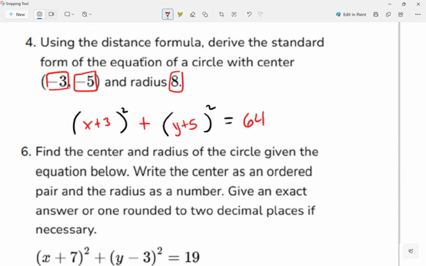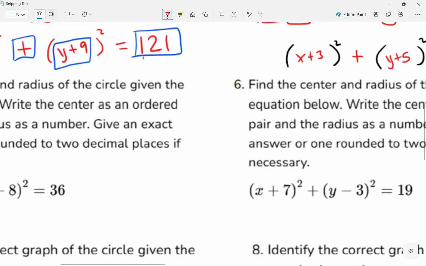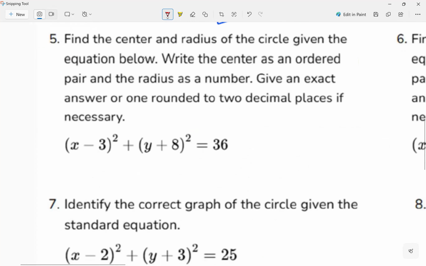Now that we know how to write the equation of a circle, let's practice reading the equation of a circle. Here, we have to find the center and the radius of the circle given the equation below. Write the center as an ordered pair and the radius as a number. Give an exact answer or round it to 2 decimal places if necessary.